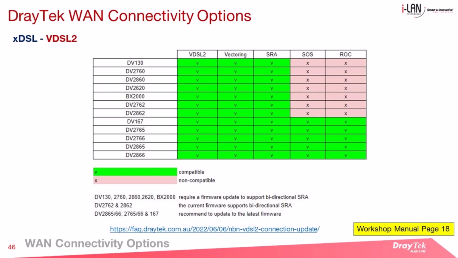The chart here summarizes the compatibility of routers with SOS ROC. So all of these guys are our older model routers. They don't officially support it, but they will support SRA, which usually is sufficient. And that's one of the reasons why the Vigor 167 superseded the 130, so that it had this capability.